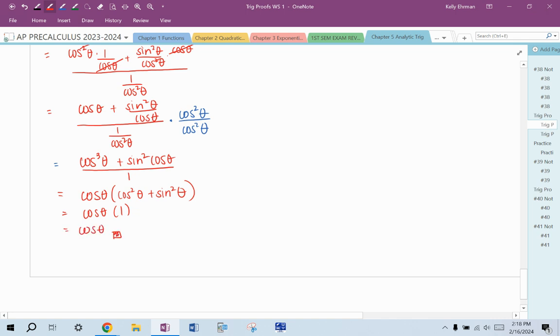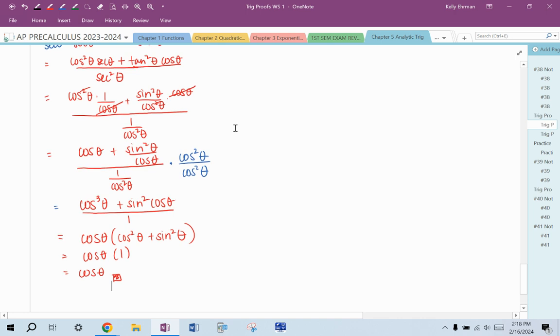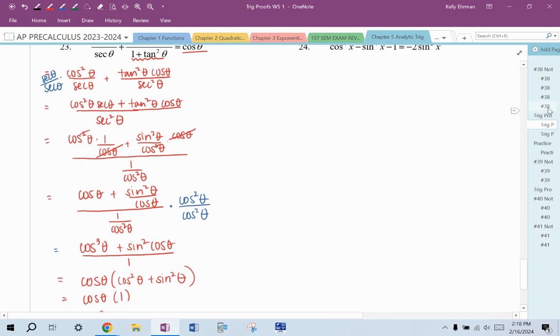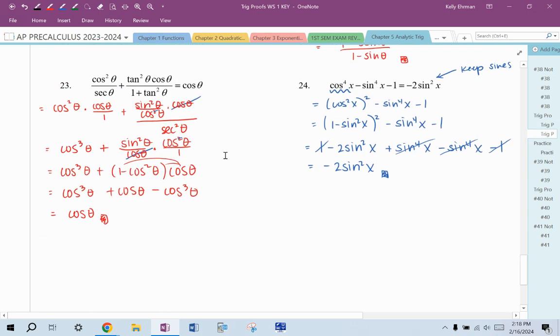Now, did I take the long way around? Because that's a lot of steps. Possibly. Let's take a look at the key that I posted to see if I did the steps in a different order. Oh, wait, this is way shorter. Okay, so what did I do on 23? Instead of common denominator, on this one, yeah, I rewrote in terms of sine and cosine first. So here's another option. Sine and cosine.